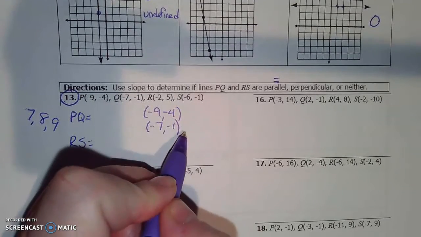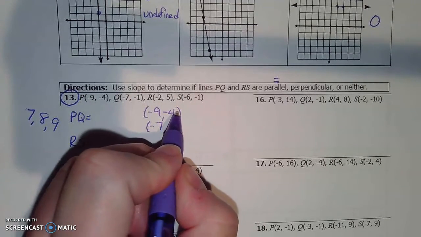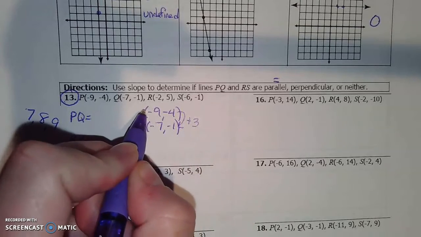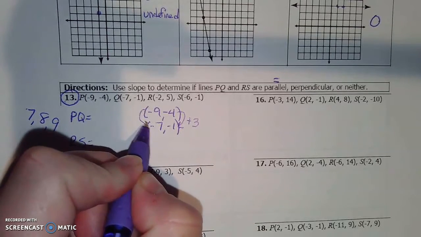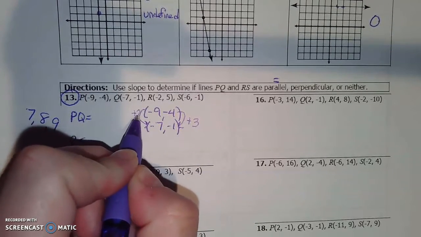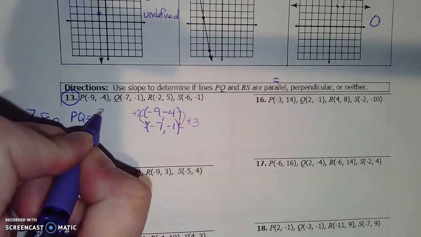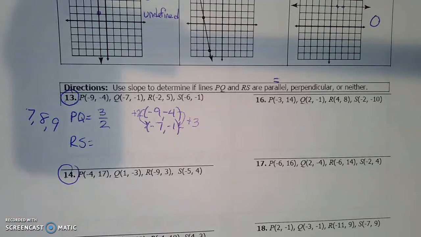And then I figure out the difference. So to go from -4 to -1, I go up 3. And then to go from -9 to -7, I go up 2. So when you write your slope, you go right over left. So it's 3 over 2.